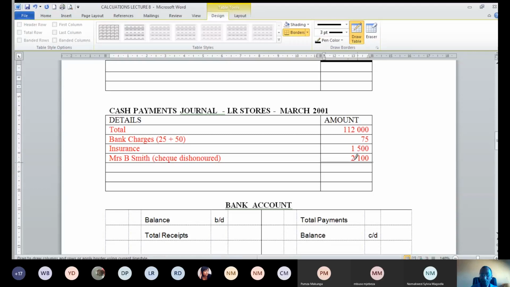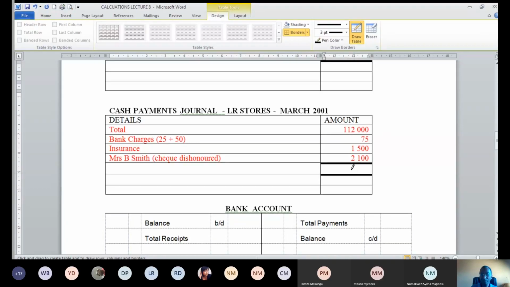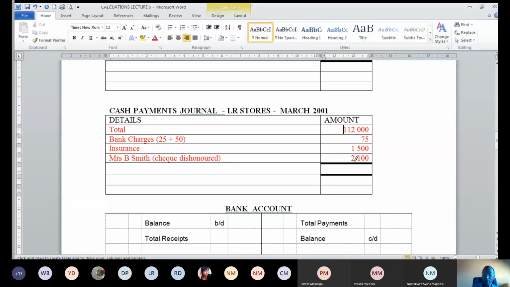I add up my cash payments journal. And when I add up my cash payments journal, you add up 112,000 plus the 75 plus 1,500 plus 2,100, and that will give you 115,675.